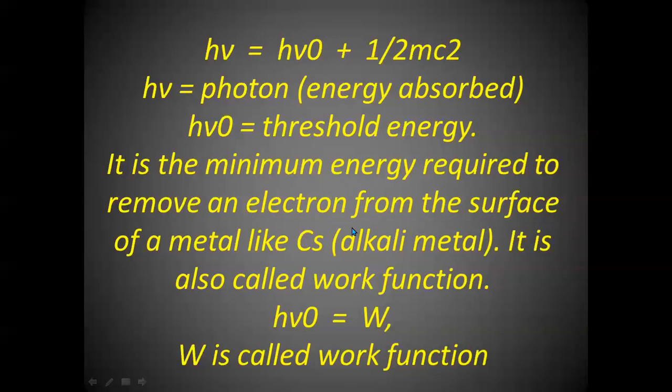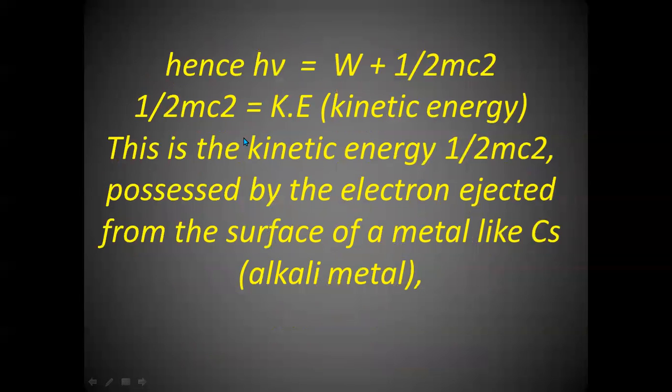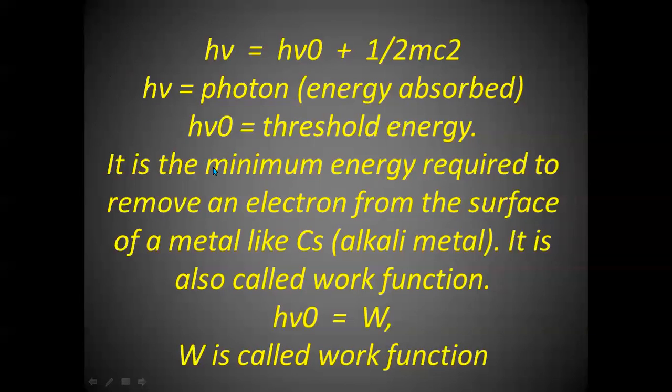Here we are mentioning that it is threshold energy, and it is also called the work function, h nu 0. The photon energy is equal to the work function, and then the remaining energy, because threshold energy is less than the photon energy, where has the other energy gone?